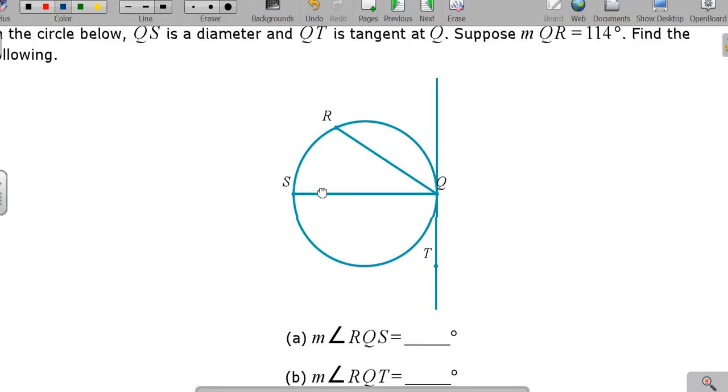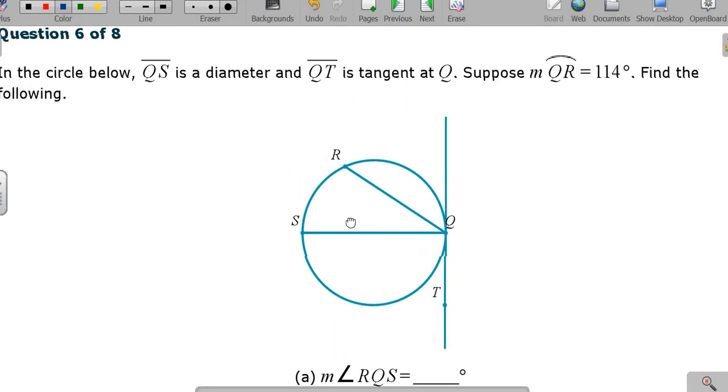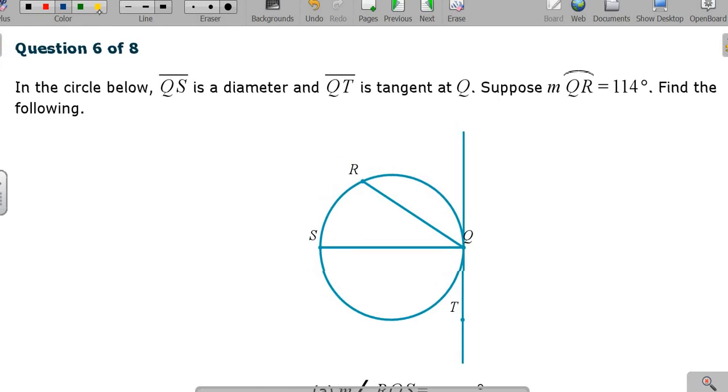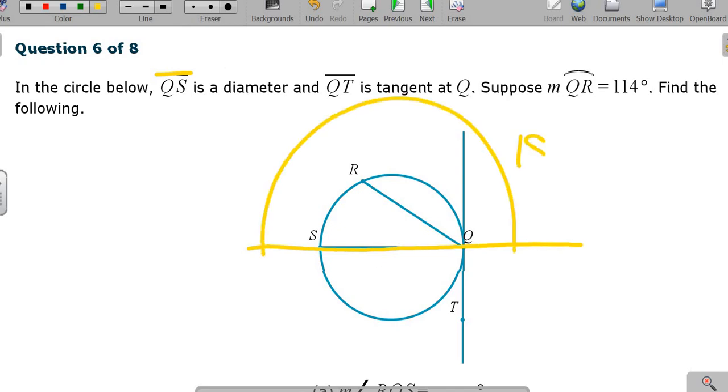Once again, do not focus on what they tell you to find. Find everything possible. It says QS is a diameter, so instantly trace, stretch, sweep, 180. QT is a tangent. Suppose Q2R, color code this, is 114.